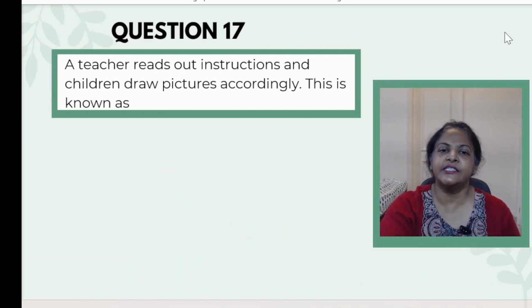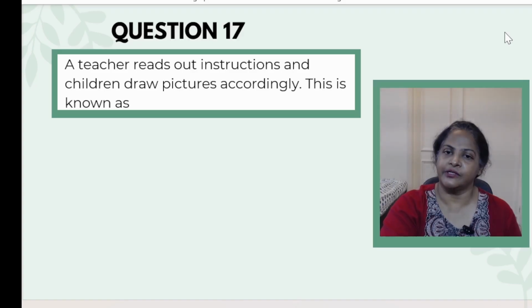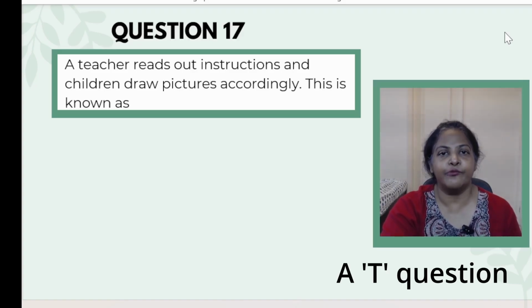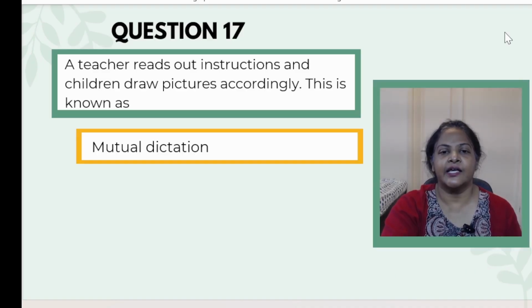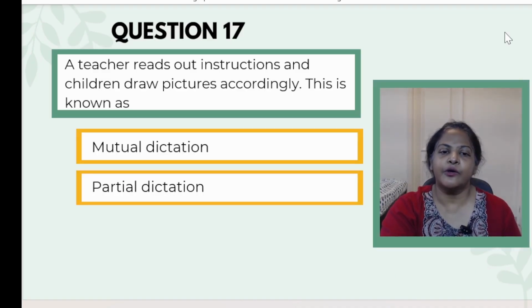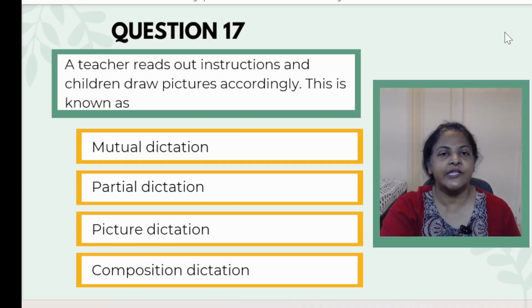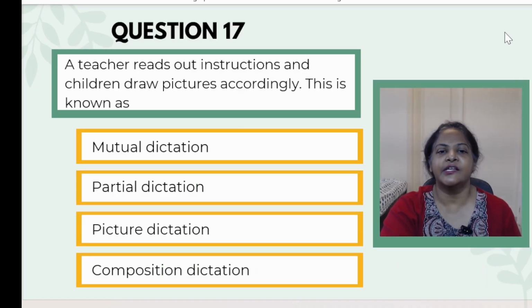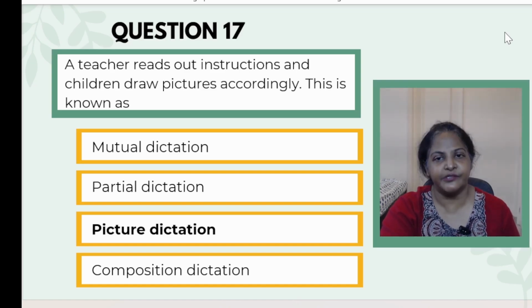Question 17. A teacher reads out instructions and children draw pictures accordingly. This is known as, so again they're asking you the type, what kind of dictation is this, and you have to look at the framework where you look at what is happening in the classroom. Okay, so teacher is reading out instructions and the children are drawing pictures. So this is a picture dictation.